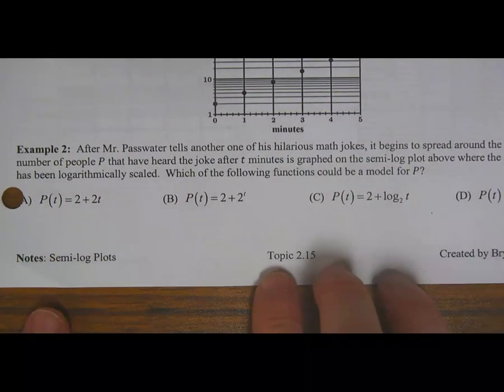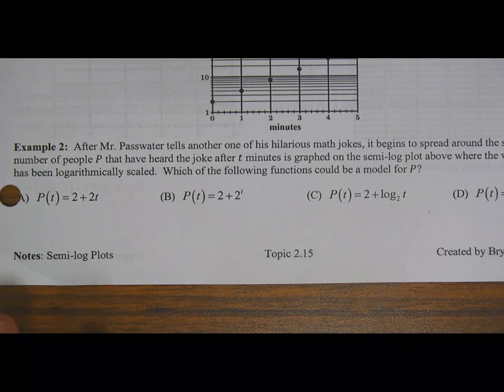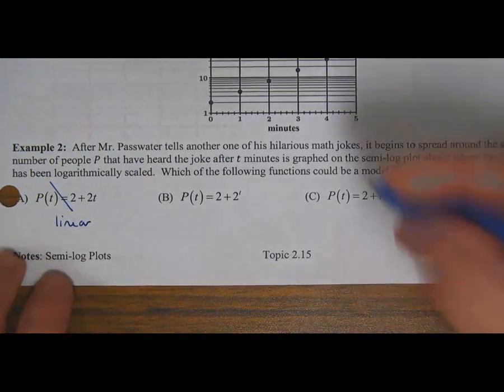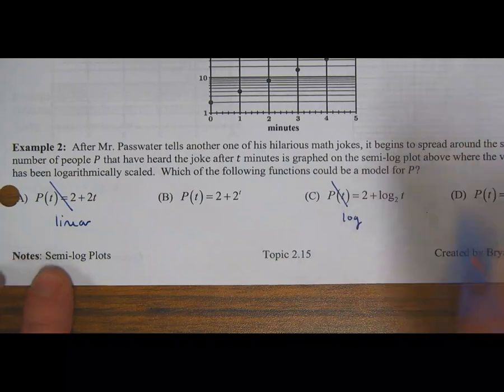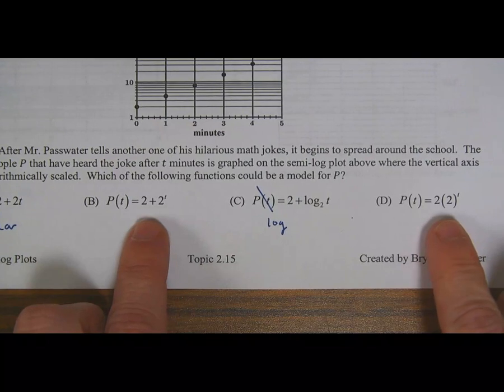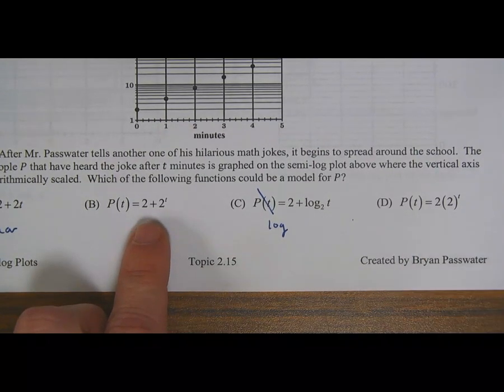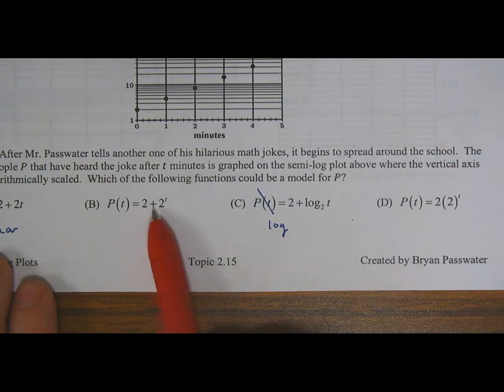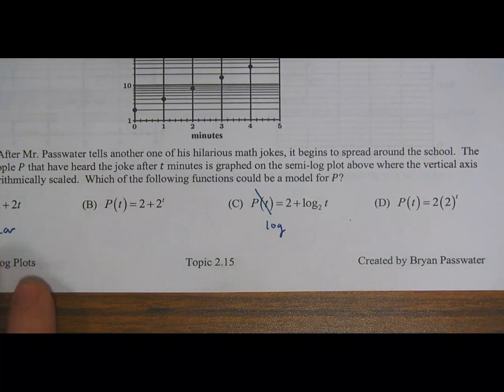There are 2 answer choices that right away I can mark out. Which 2 answer choices are not exponential functions? A is linear, and C is logarithmic. That leaves B and D, and they look kind of similar here. We've got 2 plus 2 to the t power, and we've got 2 times 2 to the t power.